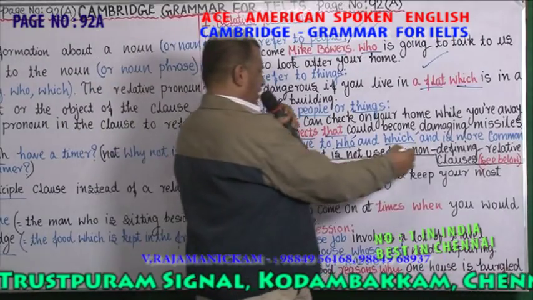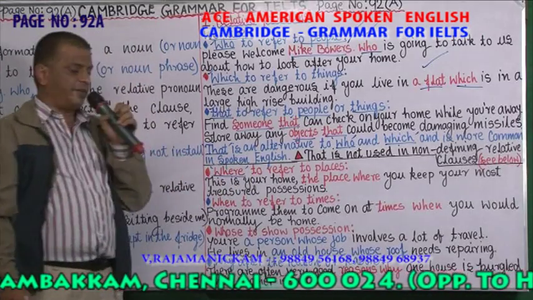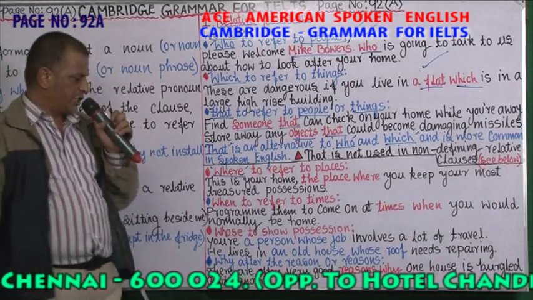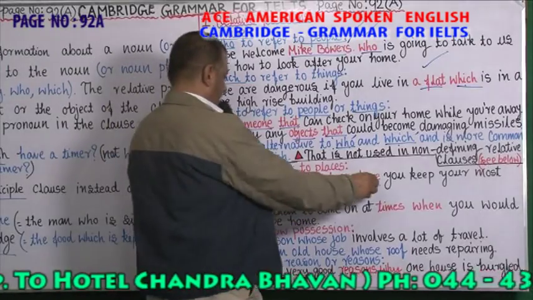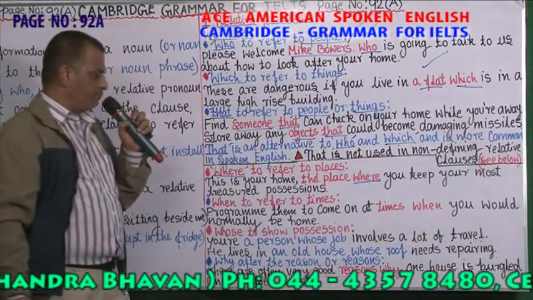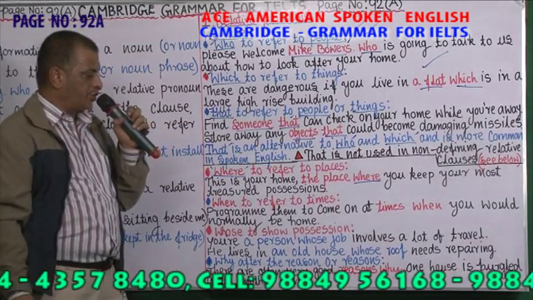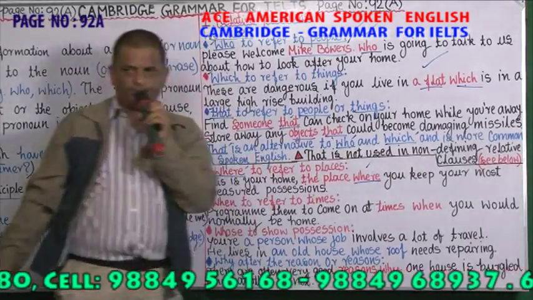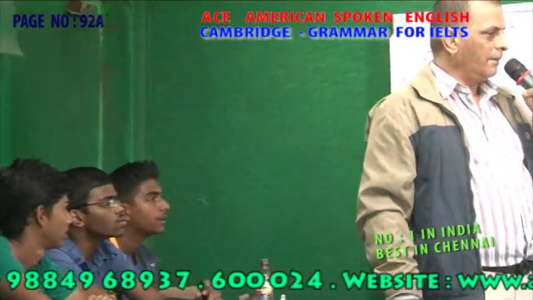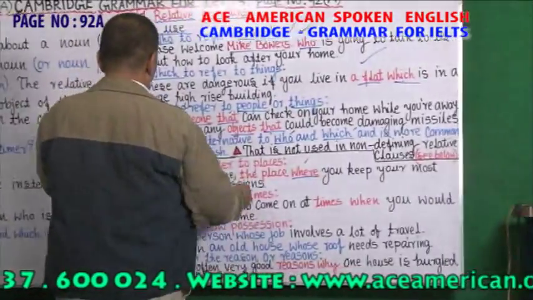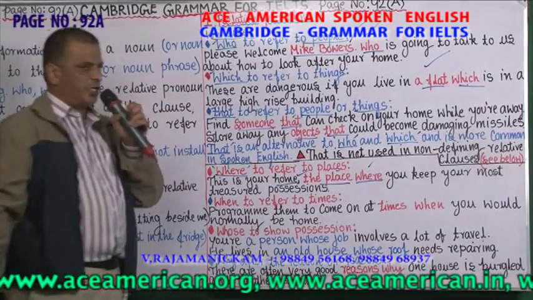That is not used in non-defining clauses. See, where? Where is it referred for what? Places. See here, this is your home. This is your home, the place where you keep your most treasured possessions. So the where stands for what? Place. Which place? Your home. The where mentions the home, the place.